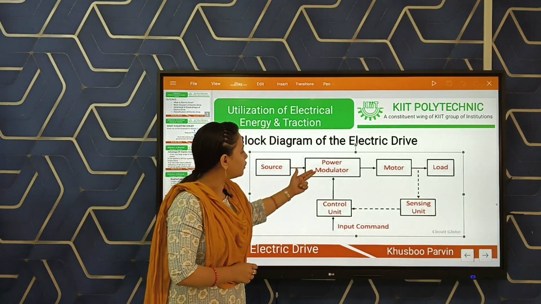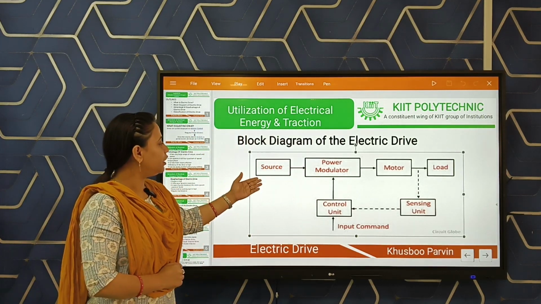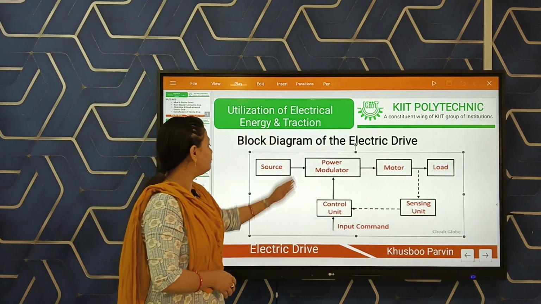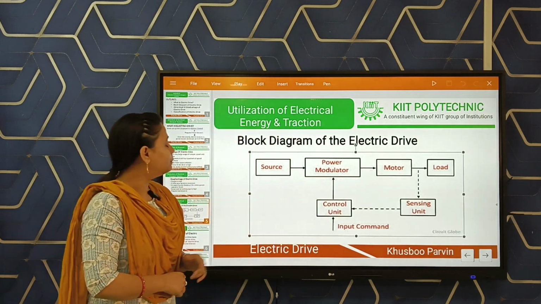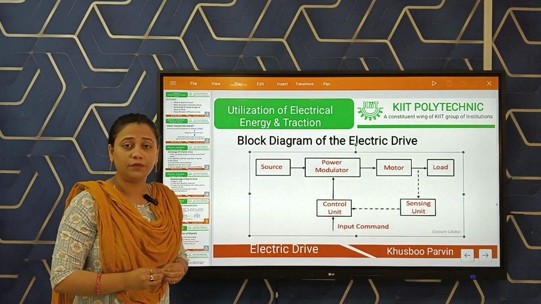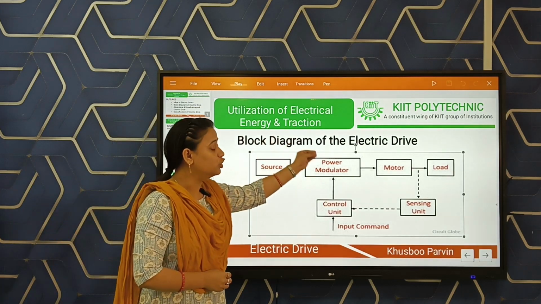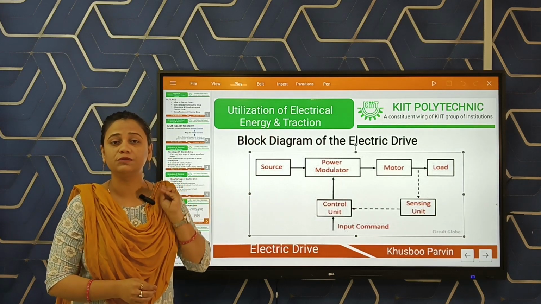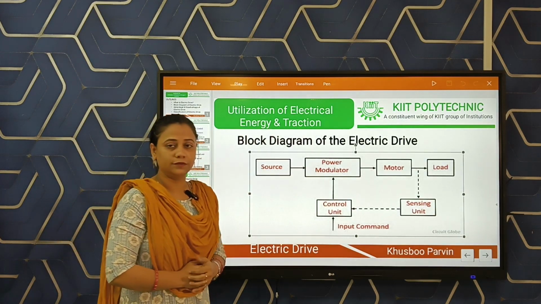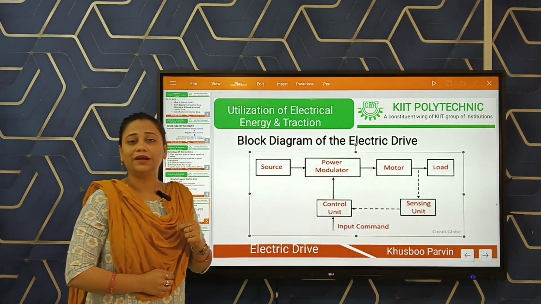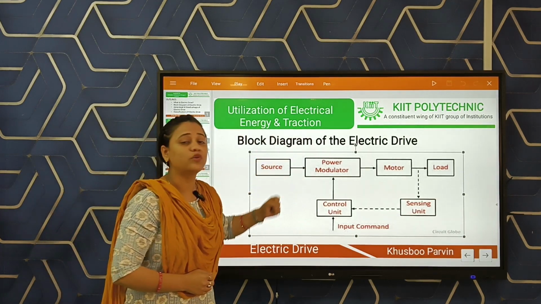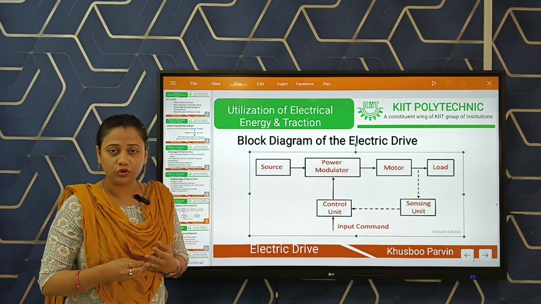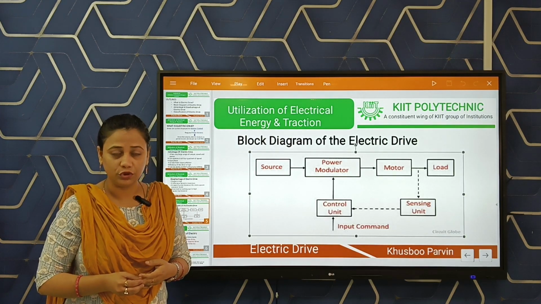Here you can see the power modulator is used. The power modulator is used to modulate the power or energy which is coming from the source to the motor. It modulates the power coming from the source in such a manner that the motor will transmit the required speed-torque characteristics to the load. The power modulator also acts during the transient period. Transient period means during the starting of the motor, during the braking of the motor and during the reversal of the speed of the motor.